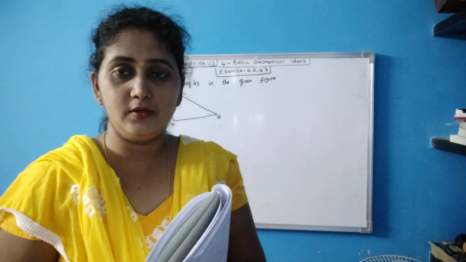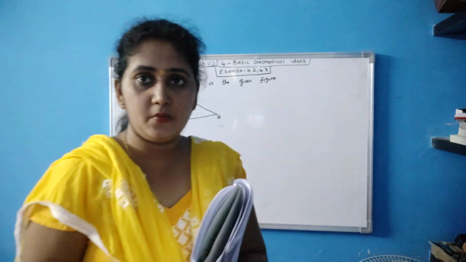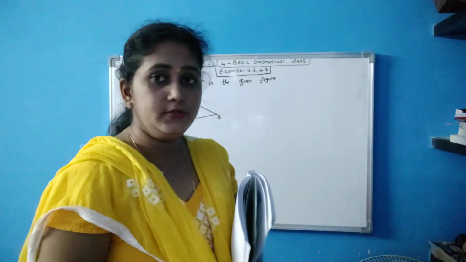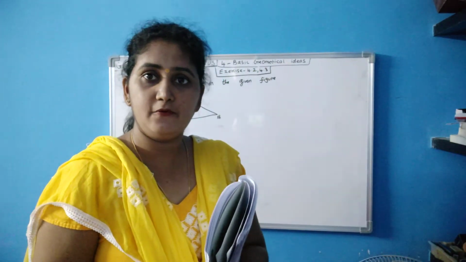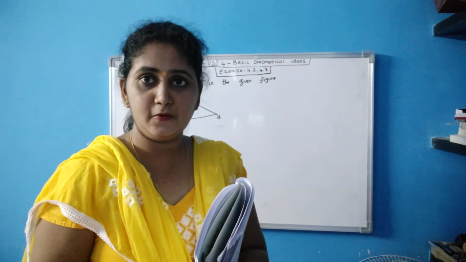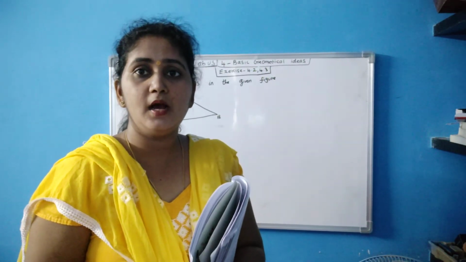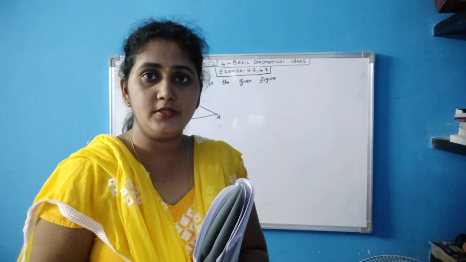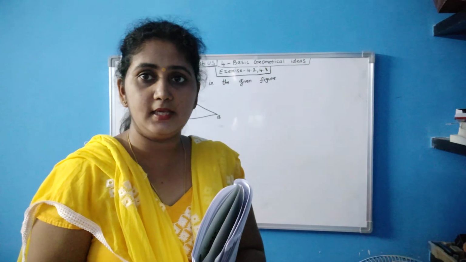So in today's video we are going to see basic geometrical ideas, chapter 4. In that we are going to see exercise 4.2 and 4.3. Since both are easy exercises, in exercise 4.2 you have only 3 sums and in exercise 4.3 you have only 2 sums. So I merged both and I am taking it as a single video.